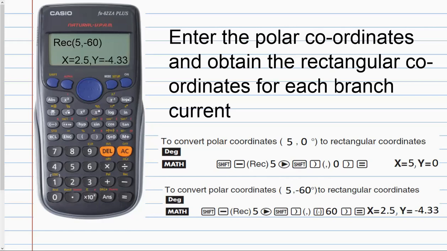And for the inductive current, which has 5 amps at minus 60 degrees, we get an x component of 2.5 and a y component of minus 4.33. So there you can see the two processes to get the x and the y value for both of those currents. So we've converted 5 and 0 polar to x5, y0. We've converted 5 minus 60 degrees polar to x 2.5 and y minus 4.33.